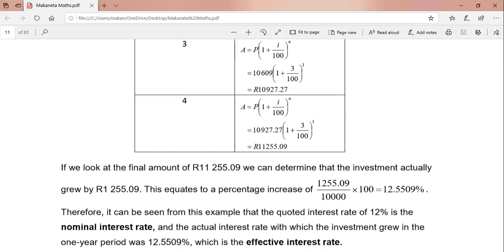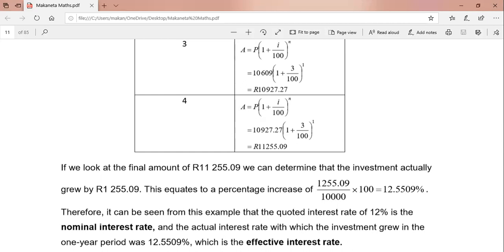Now, from this example, you can tell that 12% is the nominal interest rate, and this 12% was given when we started. This means that this 12,5509% will be your effective interest rate. And I hope that today you will be able to make a distinction properly between the nominal interest rate and the effective interest rate.